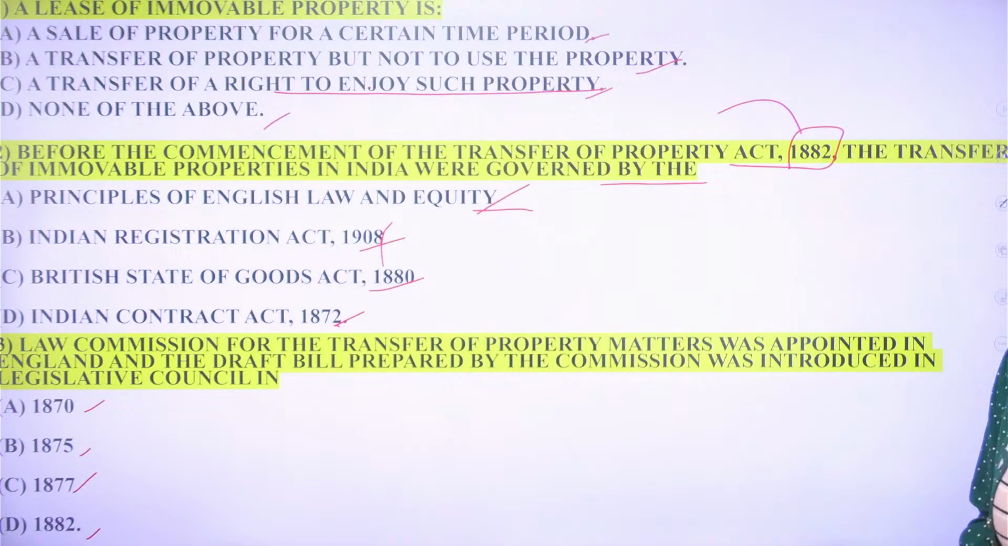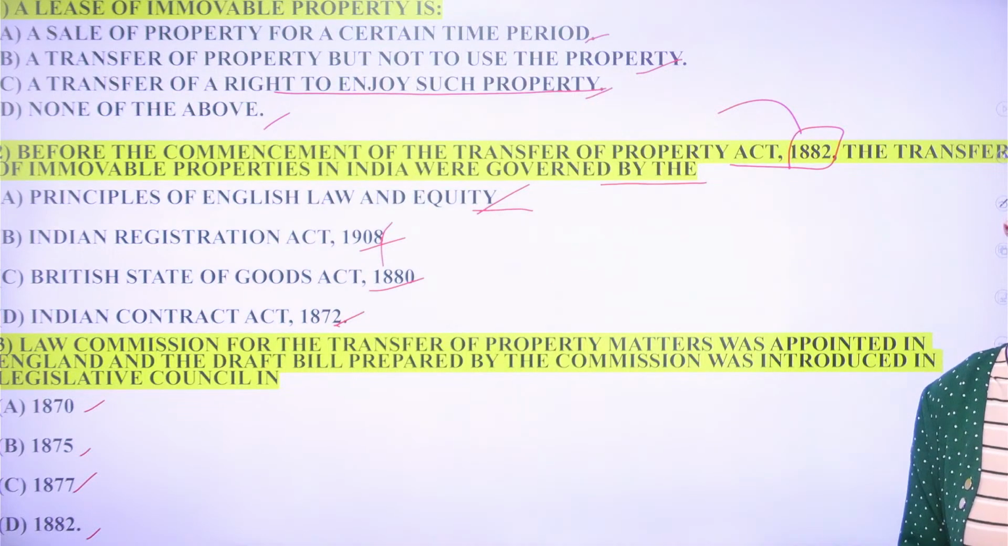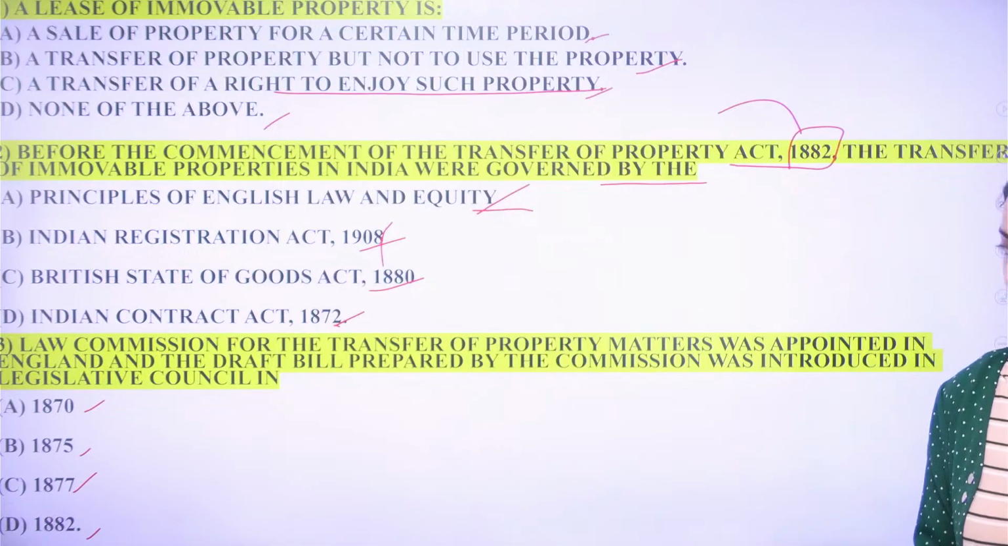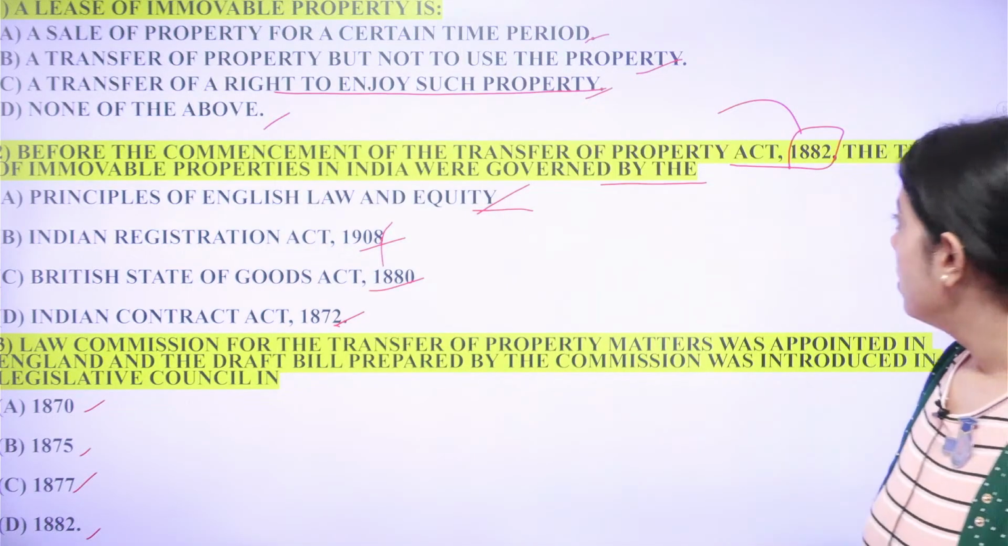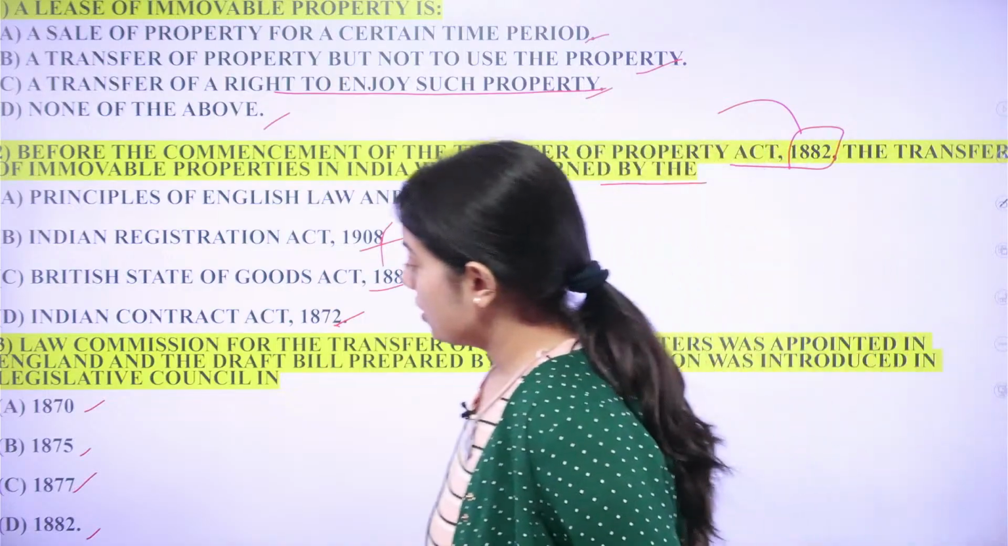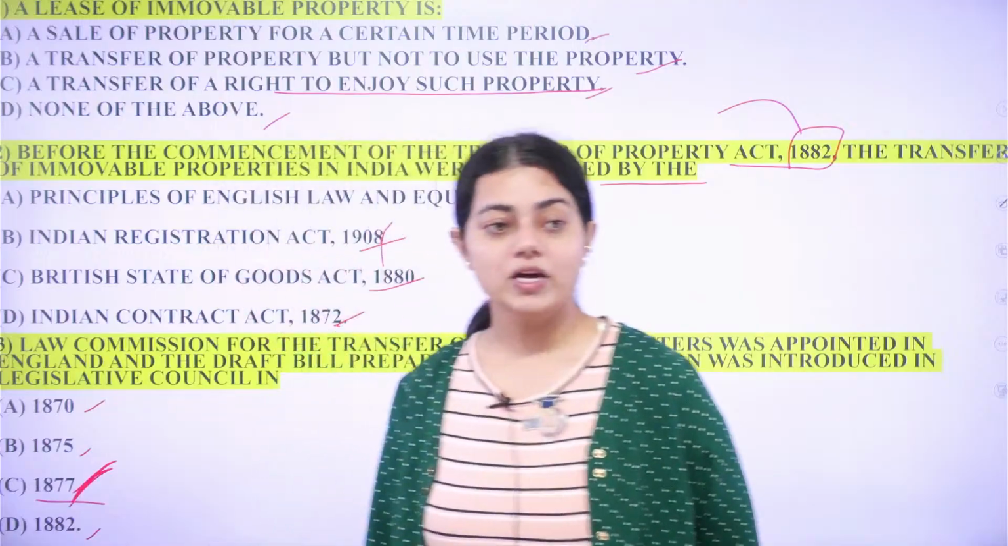Law Commission for the Transfer of Property Matters was appointed in England, and the draft bill prepared by the Commission was introduced in Legislative Council in. Answer this question. Question number 3. Answer of this question is 1877, which is your option number C.